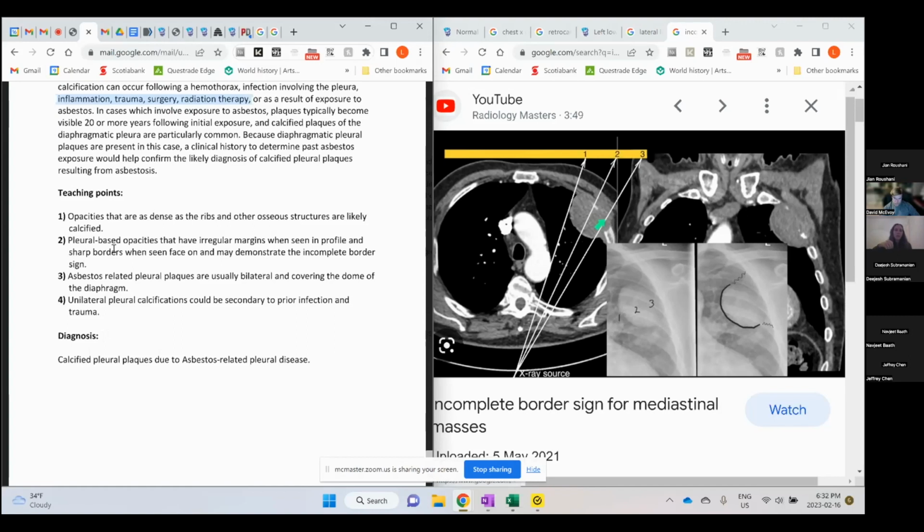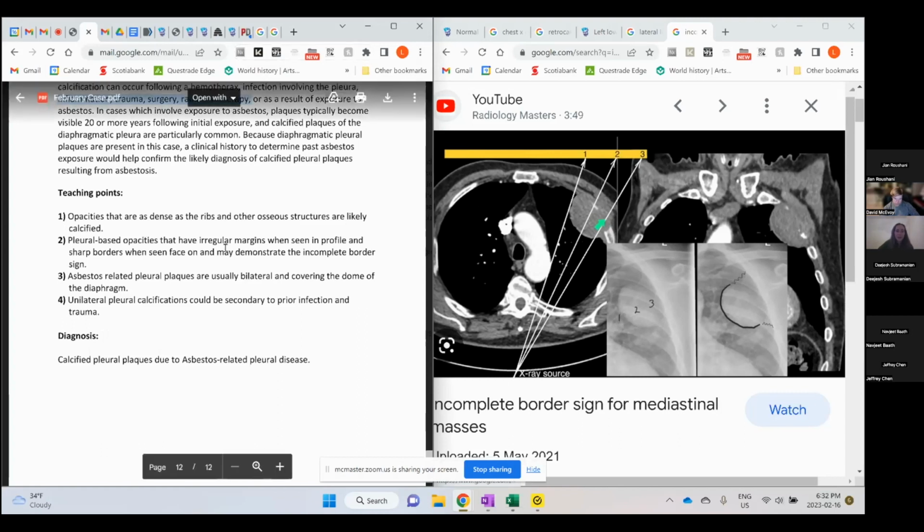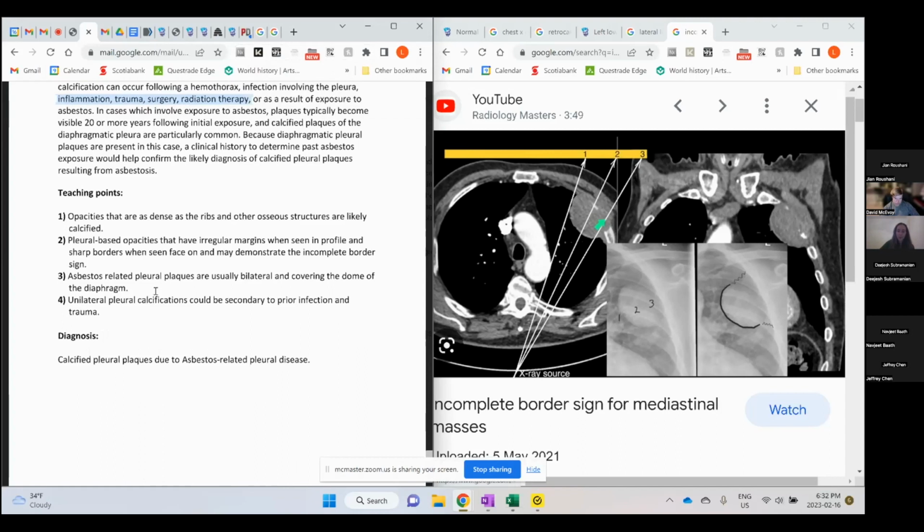And then we covered asbestos related pleural disease. It's usually bilateral, favors the dome of the diaphragm, and has a little bit of an apical-basal gradient. I assume because the fibers are heavy, but I'm not sure. That's a very typical look for asbestos. And then the differential, especially if it's unilateral, you can be thinking about prior infection, hemorrhage, trauma, surgery, radiation.